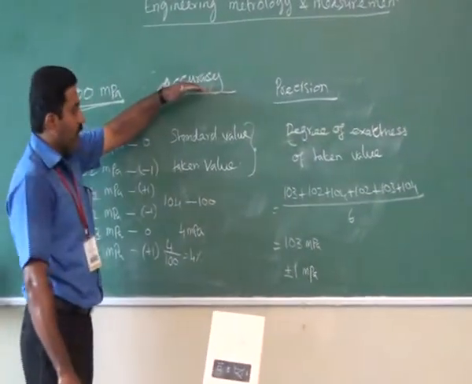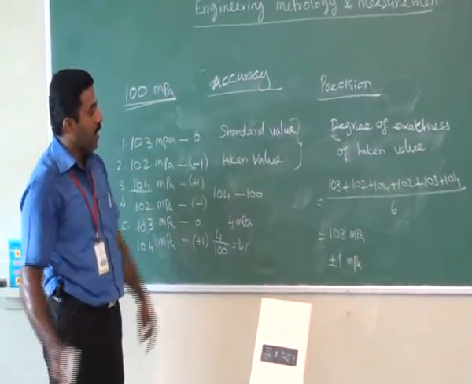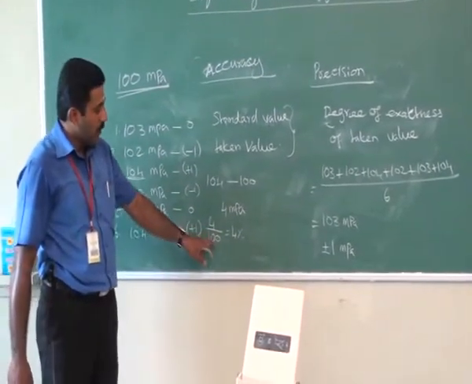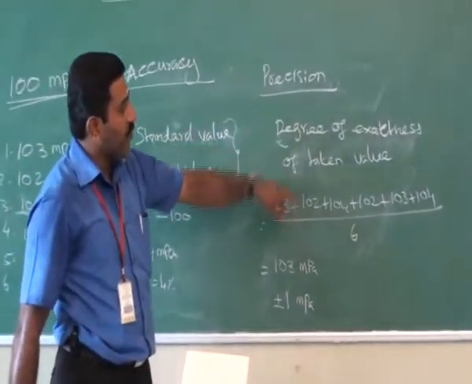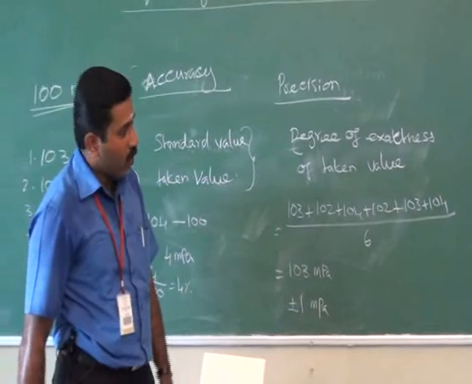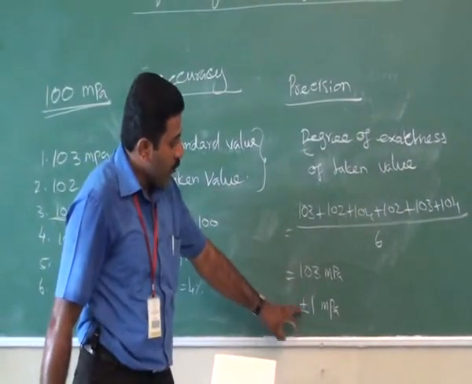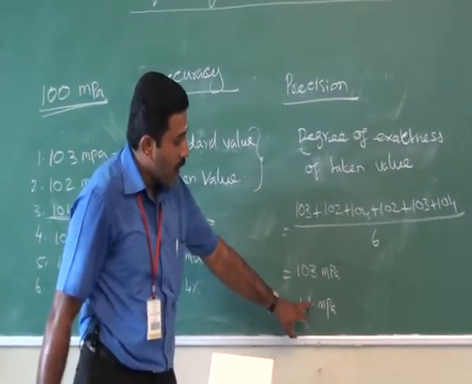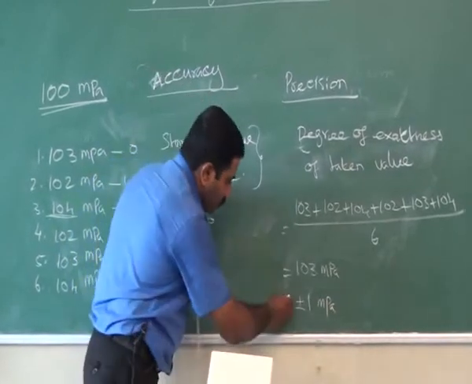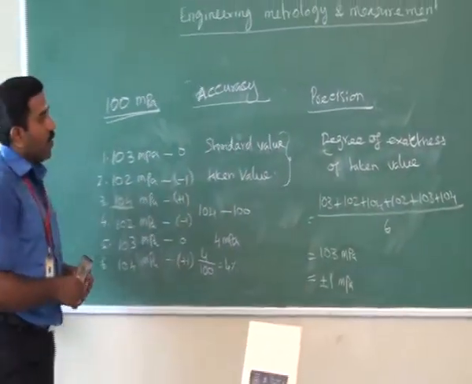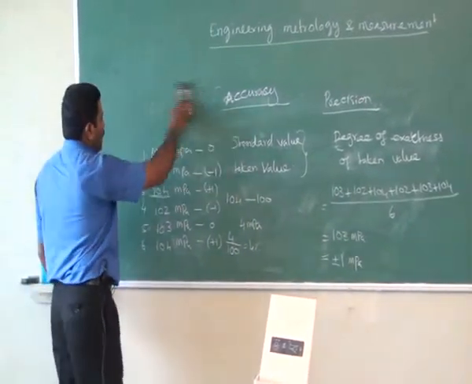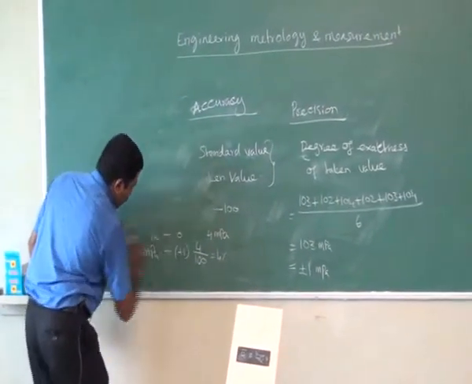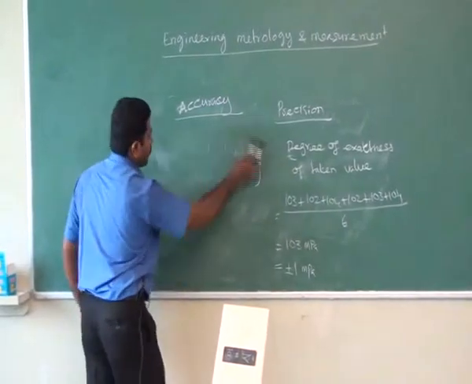Accuracy of an instrument is only about comparing with the standard value; it is at the percentage level. The precision is only the degree of exactness of the taken value, that is a value variation, plus or minus 1 megapascal. So this is the accuracy and precision of an instrument. And then next, we are going to discuss errors.